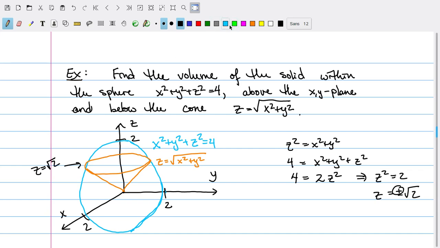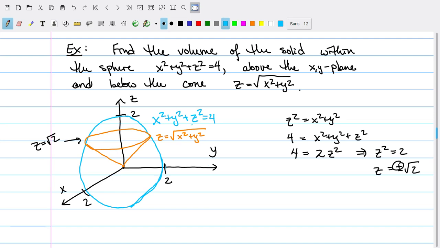So I think a good next step would be to try to convert all of these different equations into corresponding equations in spherical coordinates. The sphere is particularly easy. I know that x squared plus y squared plus z squared is rho squared, so the equation of that sphere is that rho squared is equal to 4, or more simply, rho is equal to 2. The equation of the cone is also pretty simple. We can find it a couple different ways.